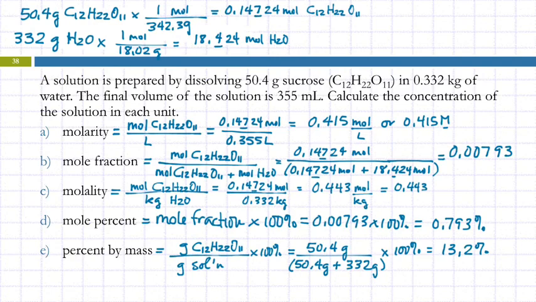I hate this. So the abbreviation for molality is an italic lowercase m. There's so many m's, right? It's not a meter. And you'd pronounce that molal, so 0.443 molal solution. I did not make this stuff up. Any questions?